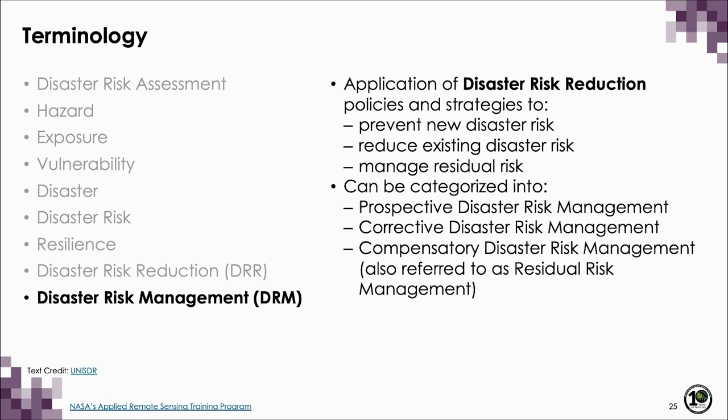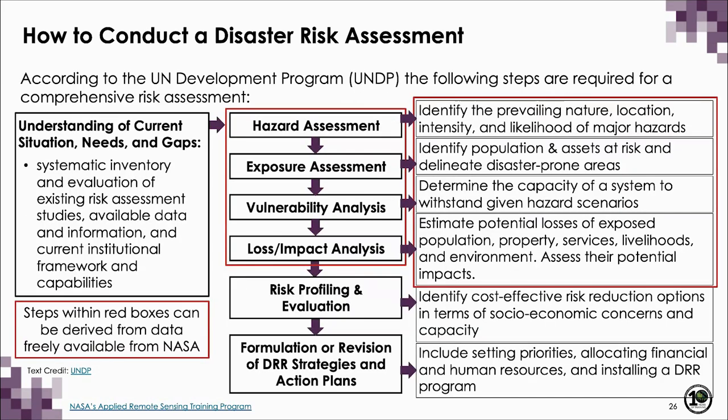Finally, disaster risk management. It is the application of disaster risk reduction. So it's the policies and strategies that are in place to prevent new disasters, reduce existing disaster risk, and manage residual risk, and they can be categorized as shown here. It could be prospective DRM, corrective DRM, or compensatory DRM. These are some of the terminologies provided by the UN, but basically it is the strategies and policies as a result of understanding all these factors for a given location, and then disaster risk reduction policies lead to disaster risk management.